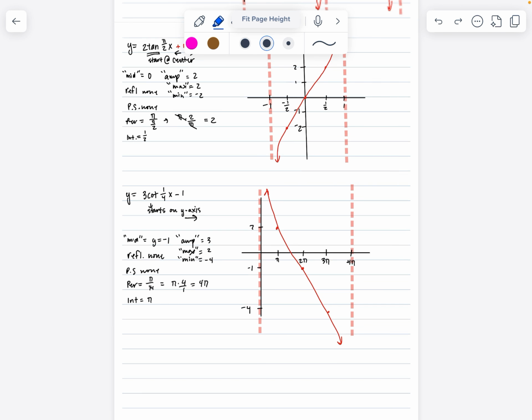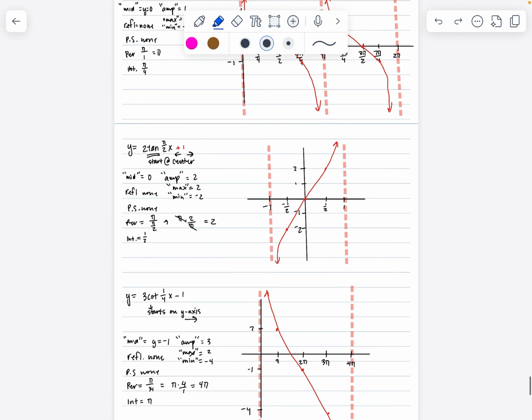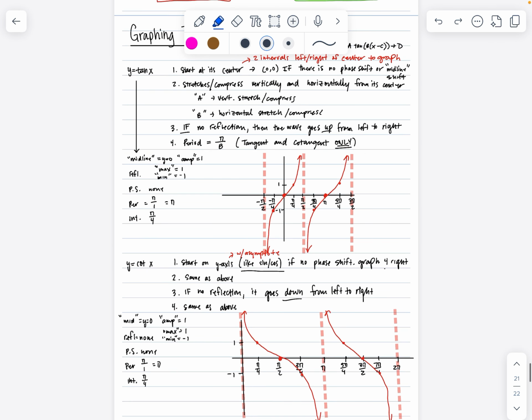Okay? All right. So that is how you would graph tangent and cotangent. Definitely know what these parent functions look like. Definitely know that this is pi over b instead of 2 pi over b, and that we always start and end with an asymptote. Specifically, tangent starts at its center, and we need to go 2 to the left and 2 to the right.